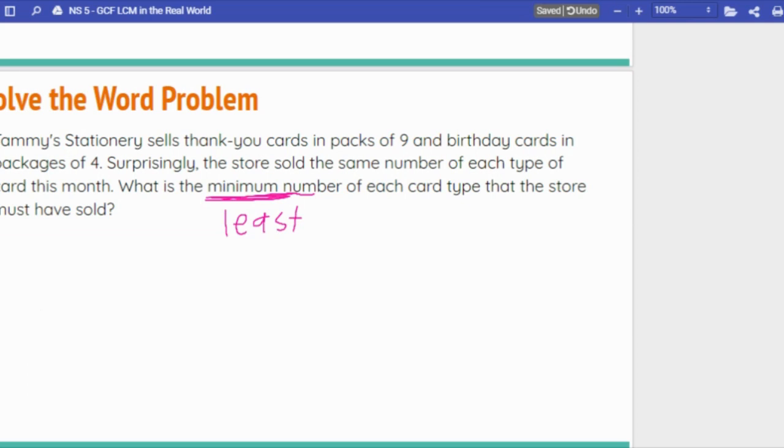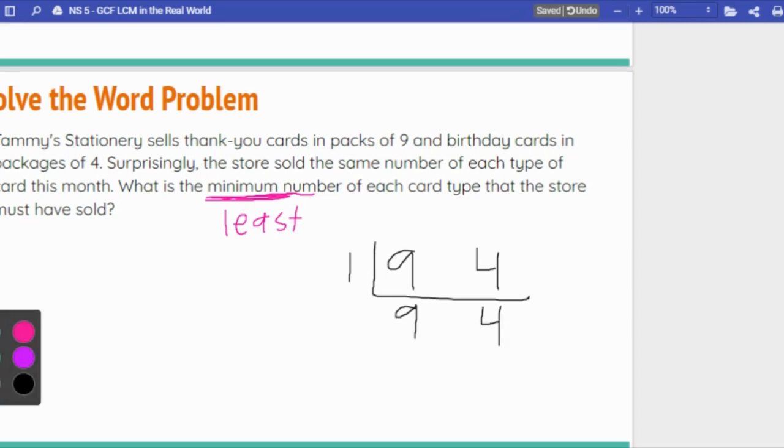Now, let's look. It says, what is the minimum number of each card type? So we're going to have to do a little bit more, but let's start off with our least common multiple. So we have 9 and 4. Is there anything in common in 9 and 4? No, the only thing I can think of is a 1. So really 9 divided by 1 is 9. 4 divided by 1 is 4. Least common multiple, I make my L. Now, did I really need to put that 1 out front? No, but it kind of helps with the process. So 1 times 9, 9. 9 times 4, 36.